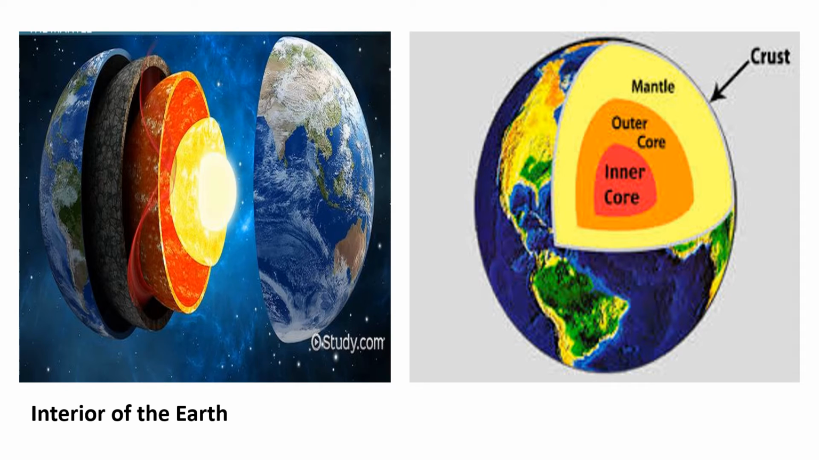Now, this is how our Earth's interior looks like. This is how the Earth is divided. First we have the crust, which is the outer covering. Then you have the mantle, the outer core, and the inner core.